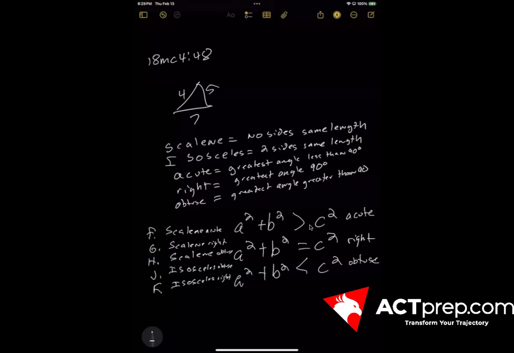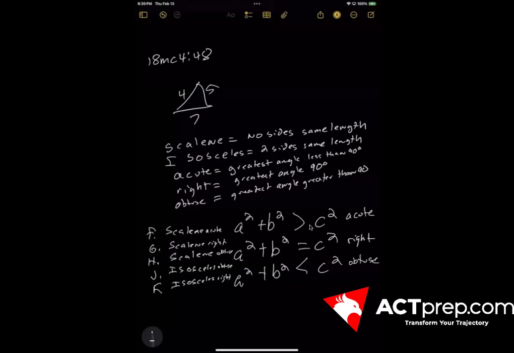You also need to know some versions of your Pythagorean that help you determine if a triangle is acute, right, or obtuse. So if a squared plus b squared is greater than c squared, it's acute. If a squared plus b squared is equal to c squared, it's right. If a squared plus b squared is less than c squared, it is obtuse.